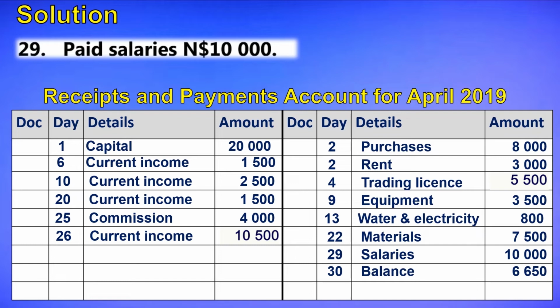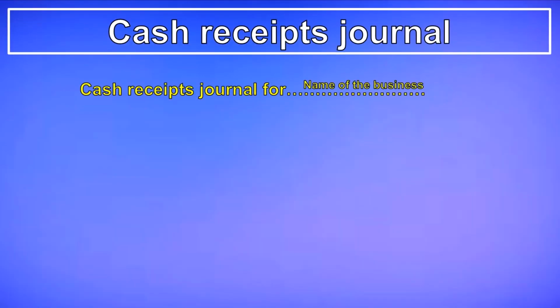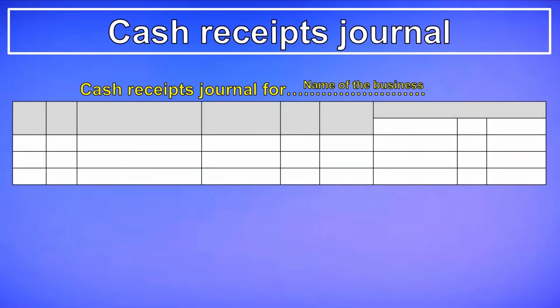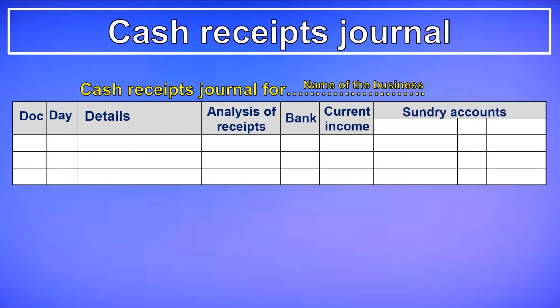Sometimes you may be asked to separately complete the cash receipts journal and a cash payments journal. This is how a separate cash receipts or cash payments account look like. The cash receipts journal, you write the name of the business and the type of the book it is. It has the following columns: doc for document, day for the date, details, analysis of the receipt, the bank, current income, sundry account, where we have the details and the amount columns.